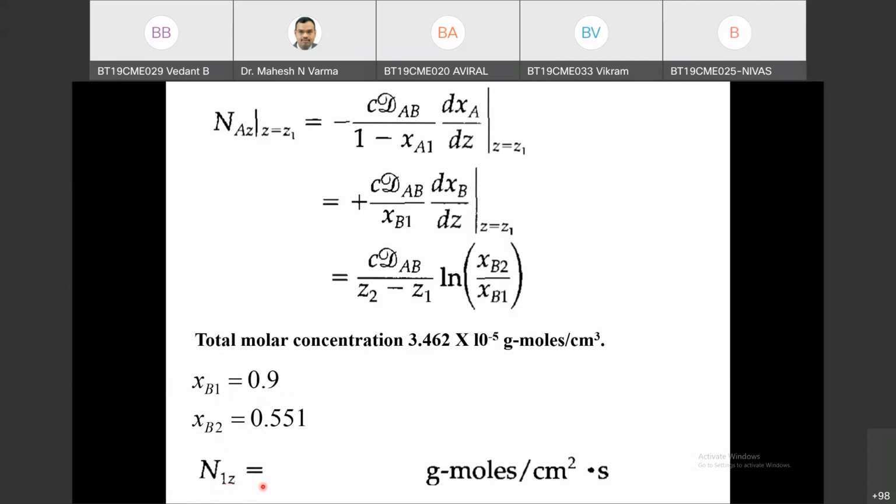So you will be getting N1Z. What will be the N1Z value? Roll number 35. All other people who are getting this N1Z can write in the chat box. Write in the chat box your value of N1Z, the flux of water in the Z direction. Roll number 35, Praneeth. Hello? What is N1Z? One second, sir, calculating.